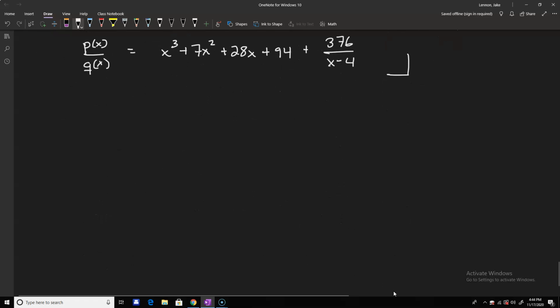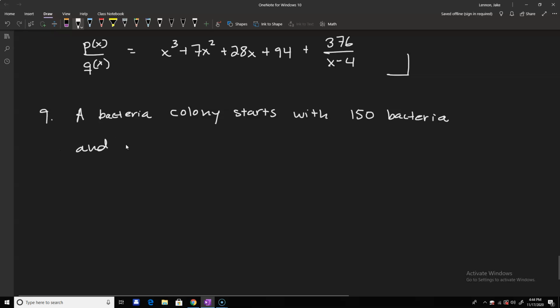Okay, so let's look at a couple of problems that involve the exponential formulas. So 9, let's say a bacteria colony starts with 150 bacteria and doubles every hour. What is the population after 3.5 hours?